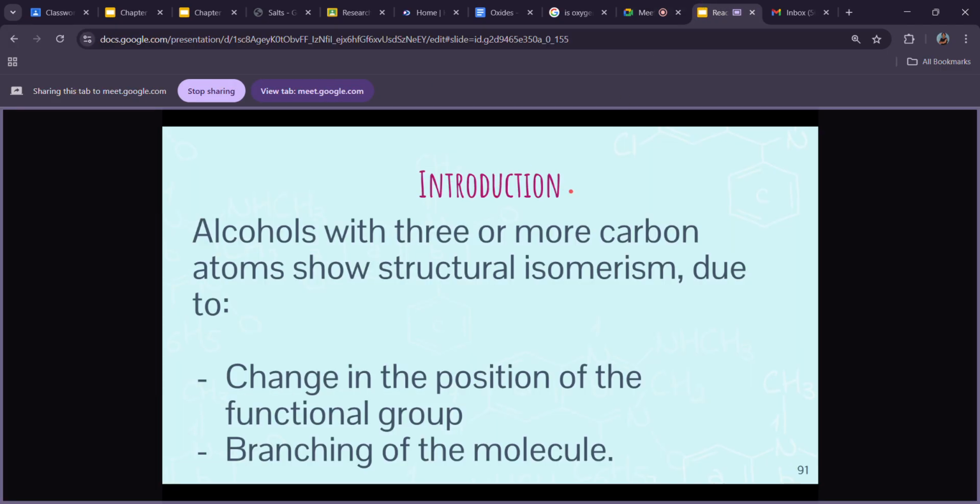Right. So alcohols with three or more carbon atoms show structural isomerism. Do you remember what structural isomerism is? What is structural isomerism?